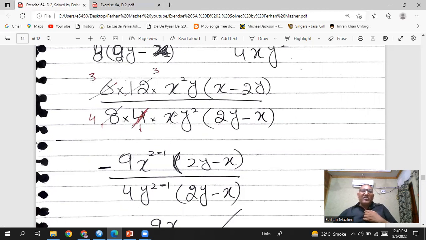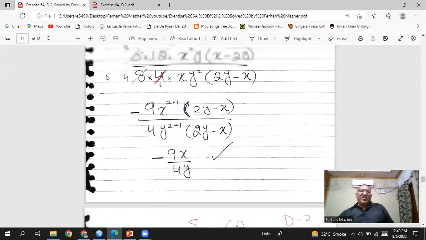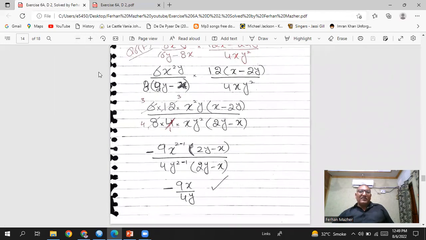Here you have x squared, here you have x. So upstairs you will write x raised to power 2 minus 1. And downstairs you have y squared, here you have y raised to power 1. So downstairs I will write y raised to power 2 minus 1. So now you can see these two brackets are same. So these two brackets will be cancelled with each other. So you are left with the minus 9 x raised to power 1 divided by, and in the denominator we have 4y. So this is how you will do it. Let me reduce the size. You cannot see the whole question.